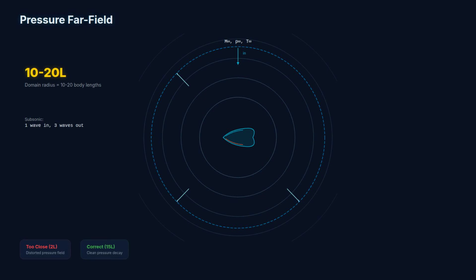The boundary should sit 10 to 20 body lengths away. Place it closer, and reflected disturbances corrupt lift and drag. For transonic aircraft, that means a domain hundreds of meters across around a wing only meters long.